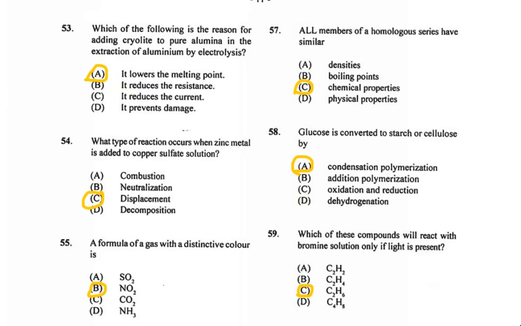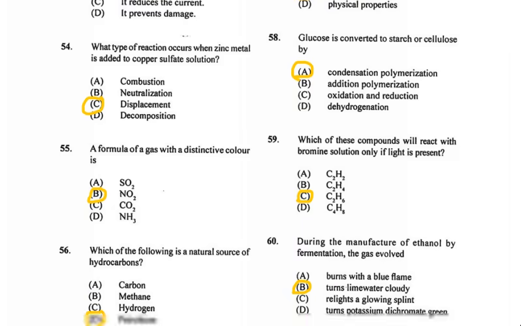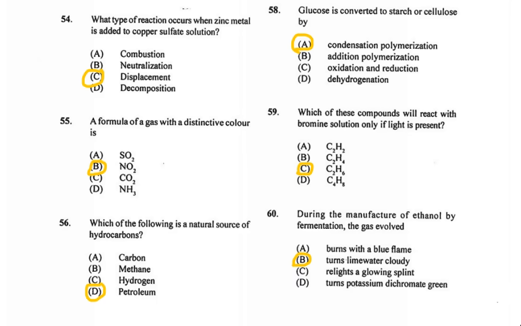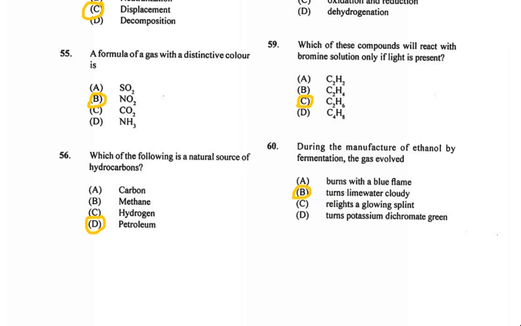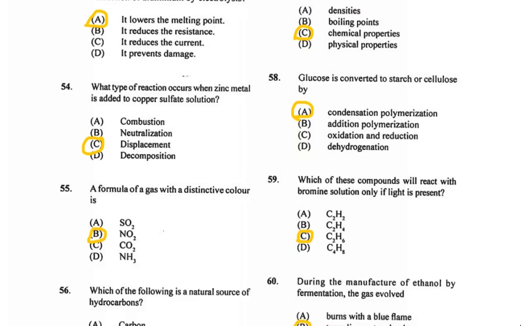Number 54, it says what type of reaction occurs when zinc metal is added to copper sulfate solution, and it's displacement. This one is a repeat as well. Number 55, a formula of a gas whose distinctive color is brown, and it's NO2, guys. All right, number 56, which of the following is a natural source of hydrocarbons, and it has to do with petroleum. This one is a repeat as well.